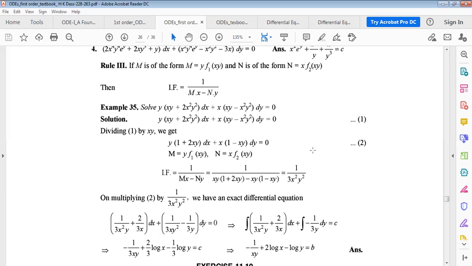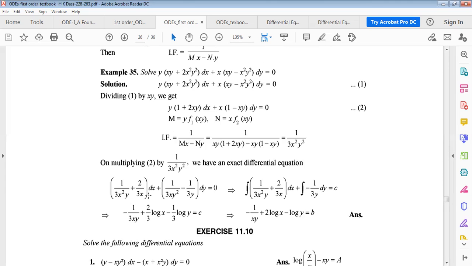Now multiplying this to the given differential equation, we get this. This is the m and this is the n. Now integrating m with respect to x, we get this, and the terms in n free from x: minus 1 by 3y. There is a term not free from x, only the free term is minus 1 by 3y. Now integrating this with respect to y, taking the sum of this equal to c.